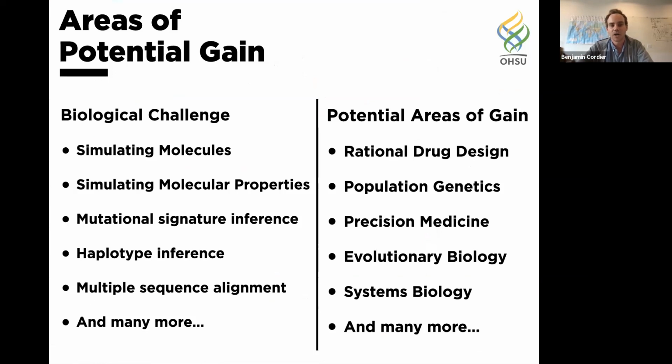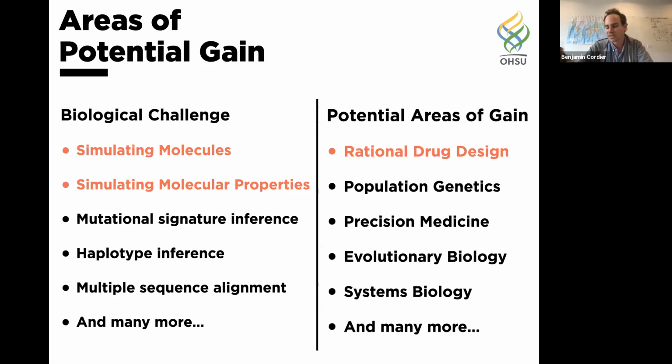So what are some of the areas that quantum computing could bring value to in biology? Well, we have simulating molecules and simulating molecular properties. And that's something that's very useful for rational drug design, and specifically structure-based modeling. But there are other areas, which are mutational signature inference, which is related to precision medicine, haplotype inference, and multiple sequence alignment, which we often see in population genetics. We also see things like constructing phylogenetic trees. There's actually a quantum algorithm to perform that based off of Grover's algorithm. And these are all relevant to other things too, like evolutionary biology and systems biology.